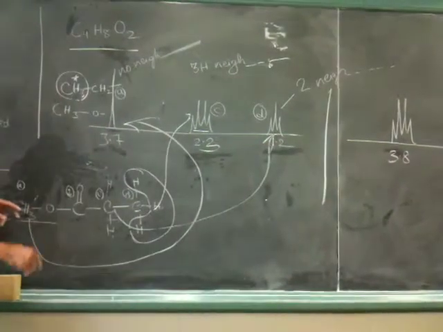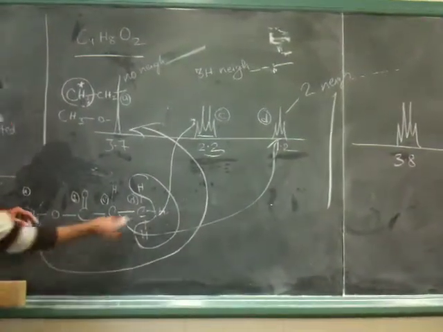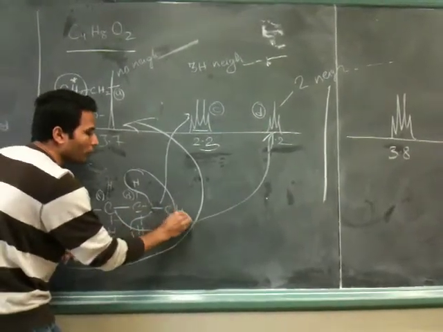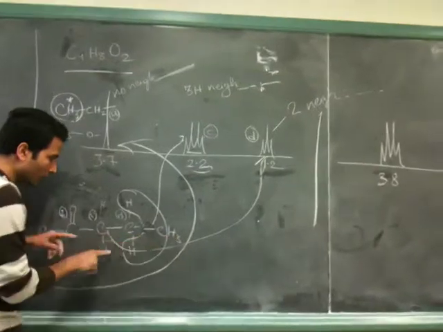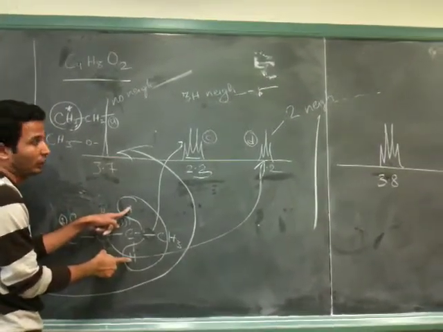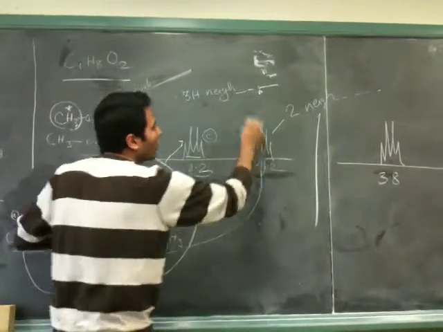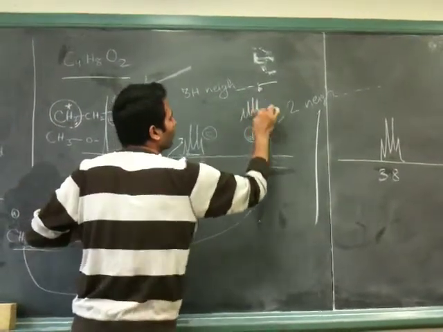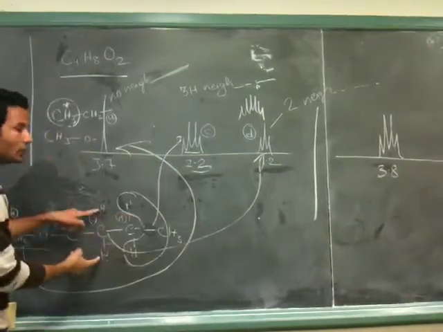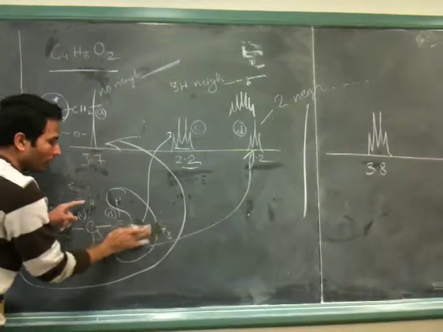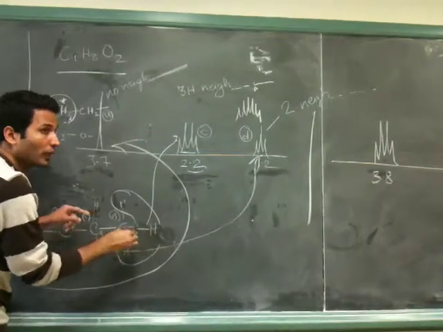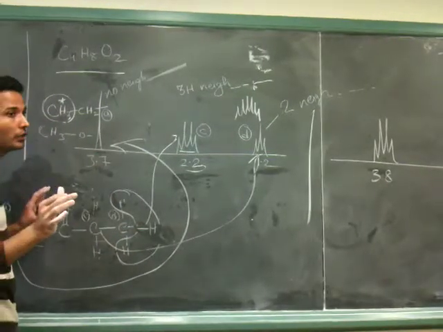Listen, if I extend this one with one more CH3, then the 3 and 2, 5 neighbors will cause a splitting into 6. You will see this peak as 1, 2, 3, 4, 5, 6, like this, because it has 3 on this side and 2 on this side. I just wanted to explain that you have to consider the neighbors on both sides.